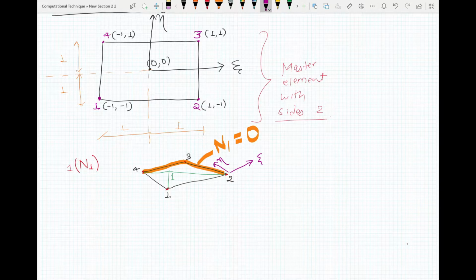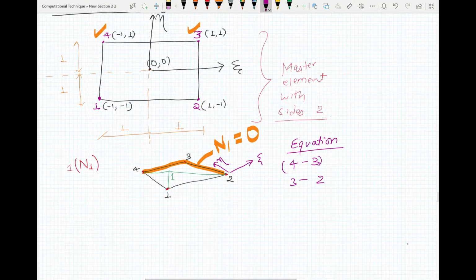So what we have to do is find the equations of the lines which join 4 to 3 and 3 to 2. Now for the 4 to 3 one, which is this one, you see that its equation is eta equals 1. So you write here eta equals 1. Our eta equals 1 consists of nodes 4 and 3.